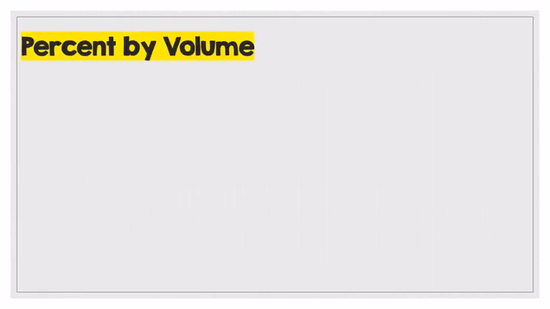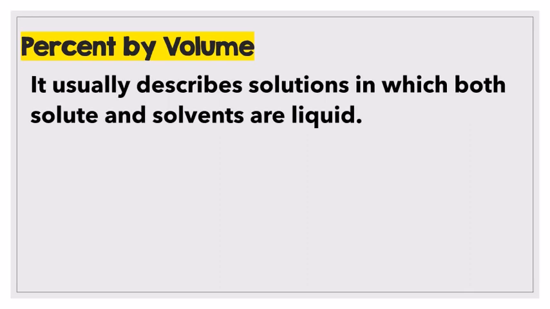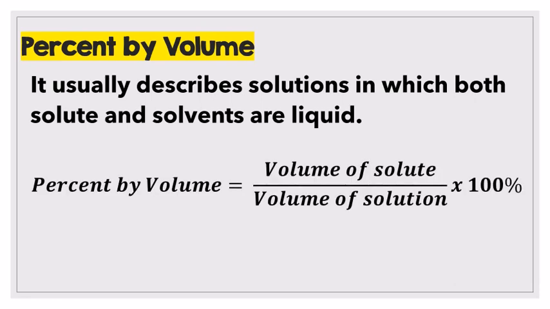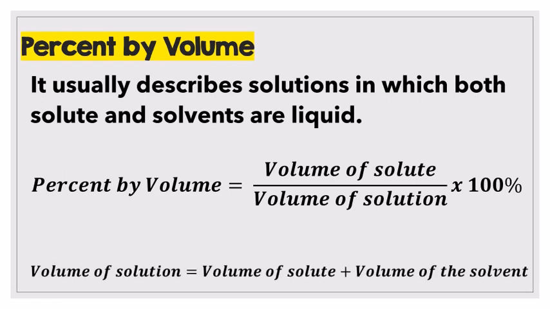Percent by volume. It usually describes solutions in which both solute and solvent are liquid. So for the formula, percent by volume is equal to the volume of solute divided by the volume of solution times 100. And for the volume of solution, we need to combine or add the volume of solute plus the volume of the solvent.